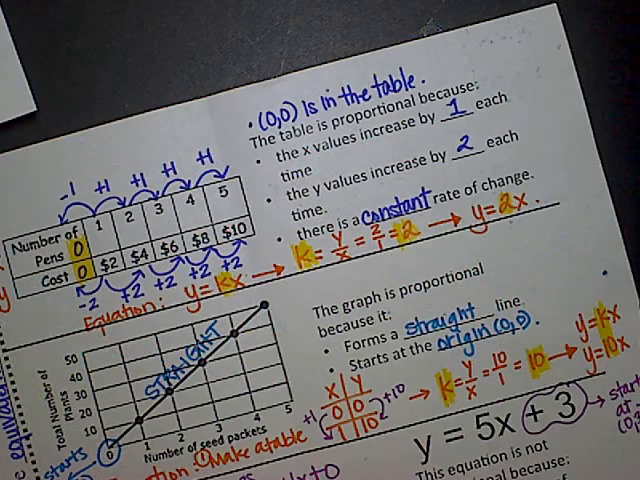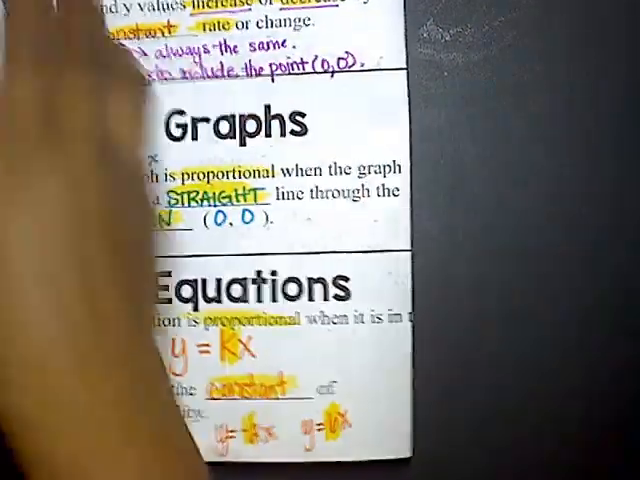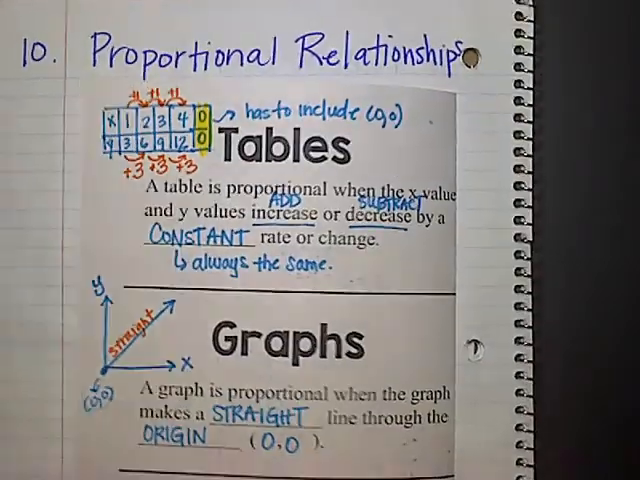So make sure you get all of this down. Go back and go over anything you need. And you're just going to take this and glue it into your notebook. It's going to be on page 10. You'll be able to see the final product there. All right, that's it.